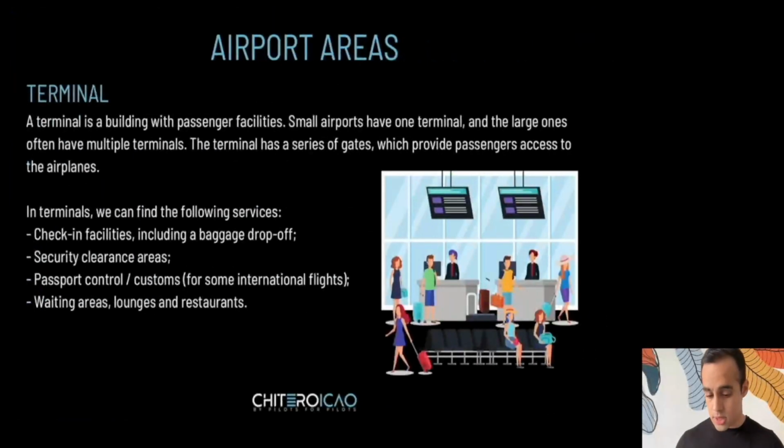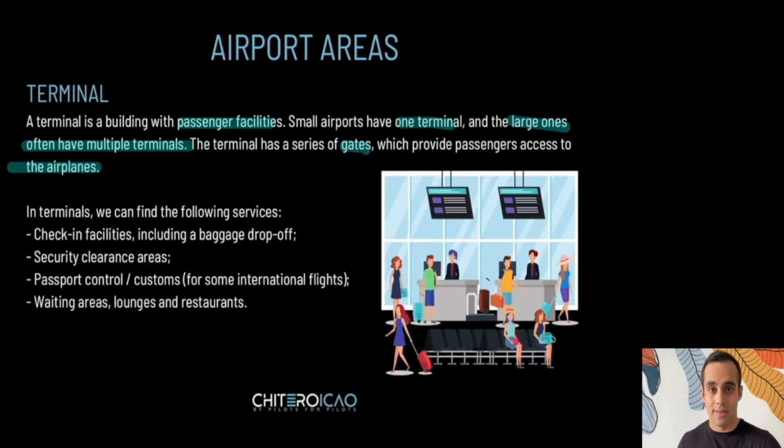So let's start with the terminal. Of course, let's start with the most populated area of an airport. So basically, a terminal is a building with passenger facilities. Small airports have one terminal, and the large ones often have multiple terminals. You guys might have experienced or been to airports where they even have train stations in the airport, right? Sometimes they have 8 terminals in one. So the terminal has a series of gates which provide passengers access to the airplane.